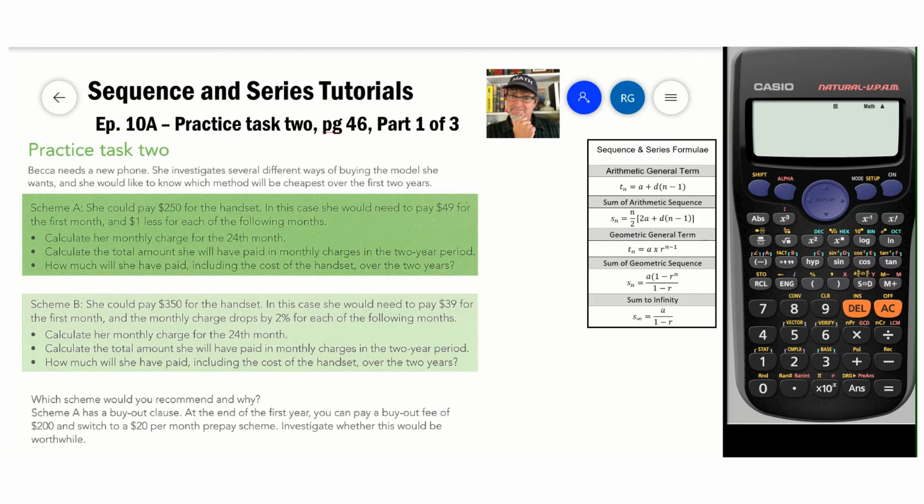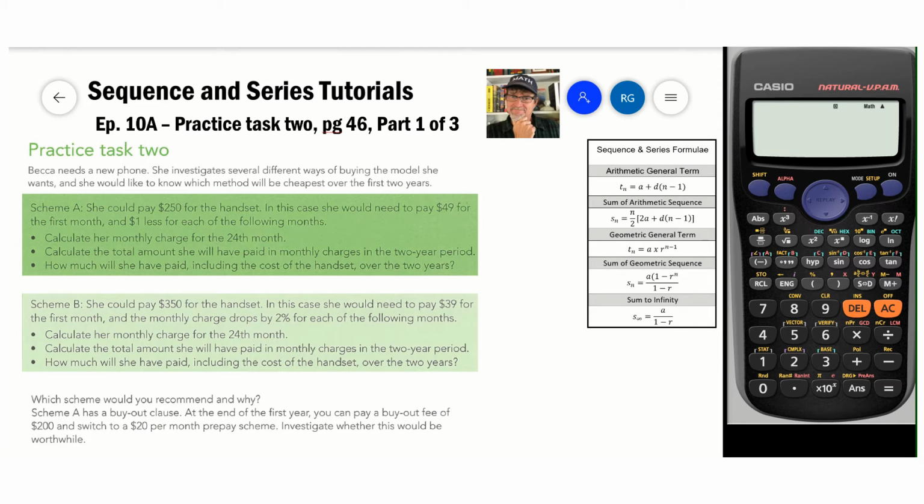In Scheme B, she could pay $350 for the handset. In this case, she would need to pay $39 for the first month, and the monthly charge drops by 2% for each of the following months. And then they're asking you to do the same calculations as you did in Scheme A. And then which scheme would you recommend and why? So we're going to have to compare our total costs for Scheme A and Scheme B. And there's a follow-up question. Scheme A has a buyout clause. At the end of the first year, you can pay a buyout fee of $200 and switch to a $20 per month prepay scheme. Investigate whether this would be worthwhile.